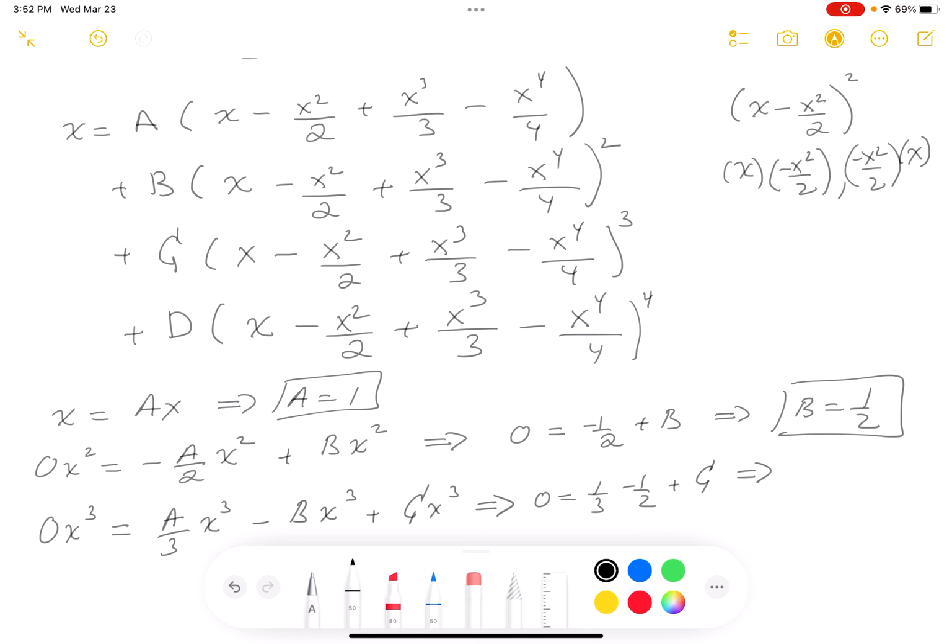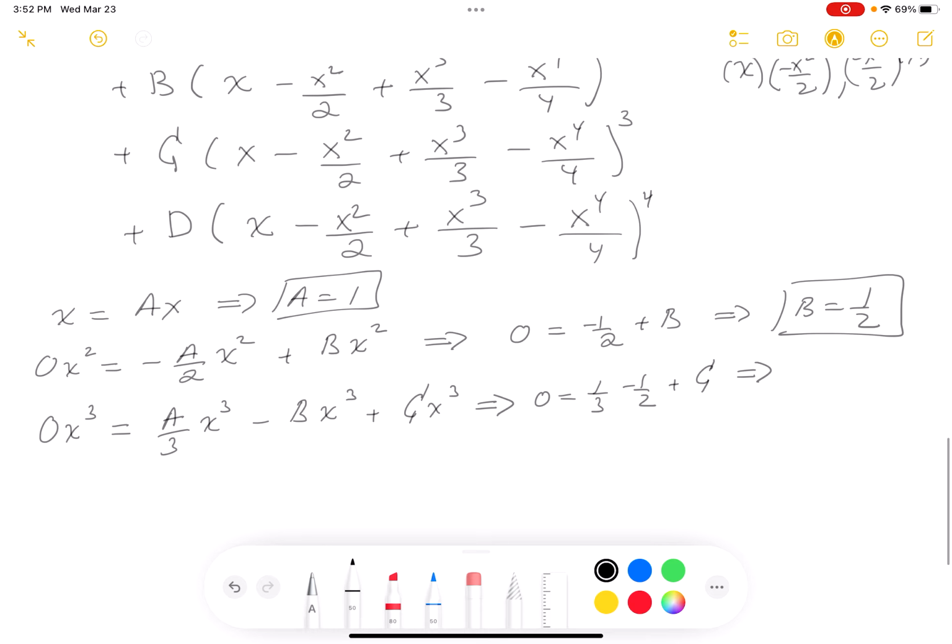Well, that's going to be some work, isn't it? I got to put that down. So common denominator would be 6, right? And you can get 2 minus 3, which is minus 1, plus c. So c would have to be 1/6. That's important to me. I'm going to put it in a box. Go to the last guy.